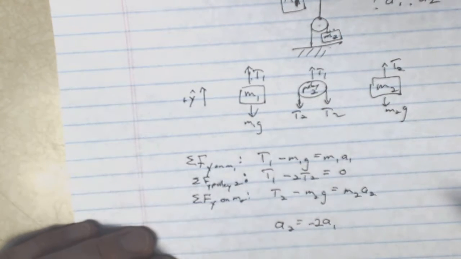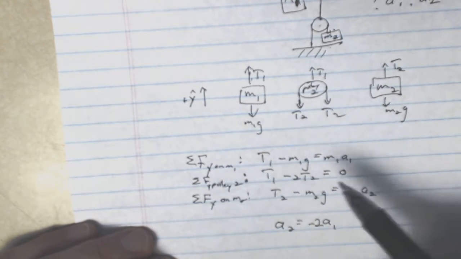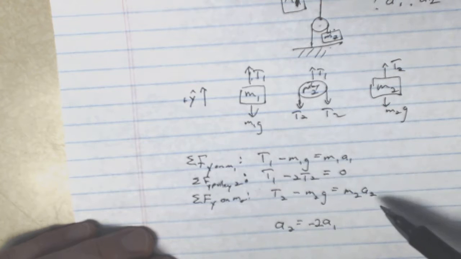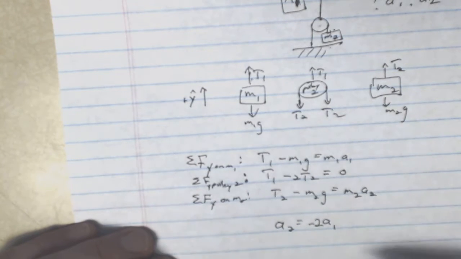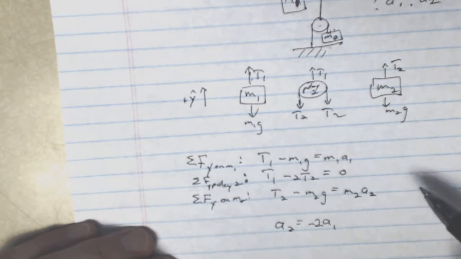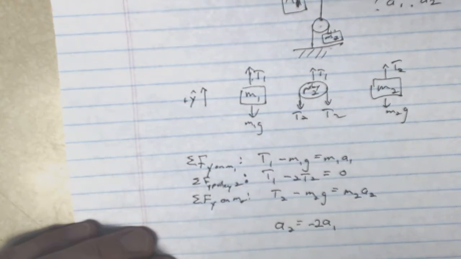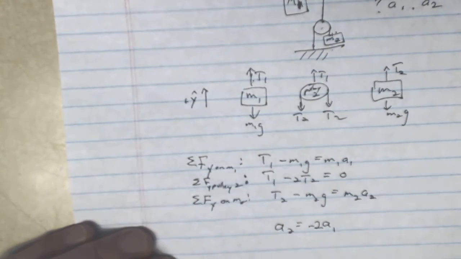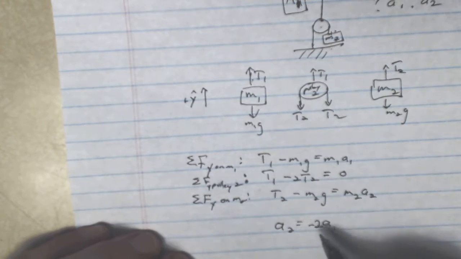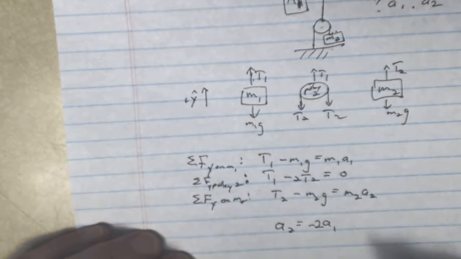So we now have 1, 2, 3, 4 equations, and we also have 4 unknowns. We've got the tension 1, tension 2, and the 2 accelerations, but all we're asked for is the accelerations, which means we'd like to eliminate the 2 tensions from the equation. Okay, so how do we do that? Well, this is where you have lots of choices for how to solve it. It's now reduced to an algebra problem.